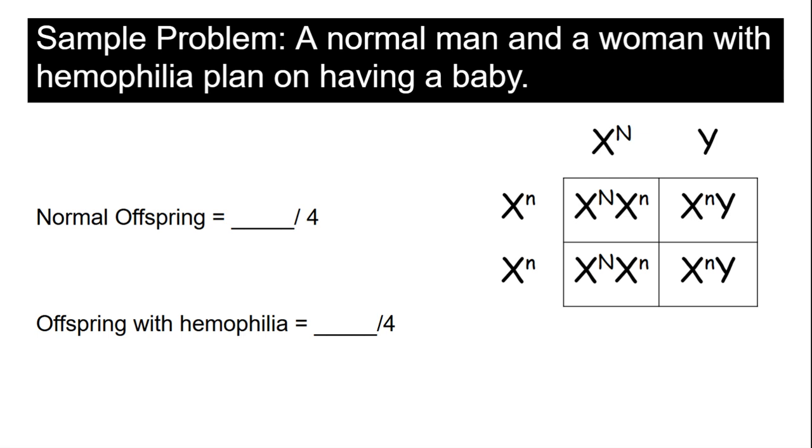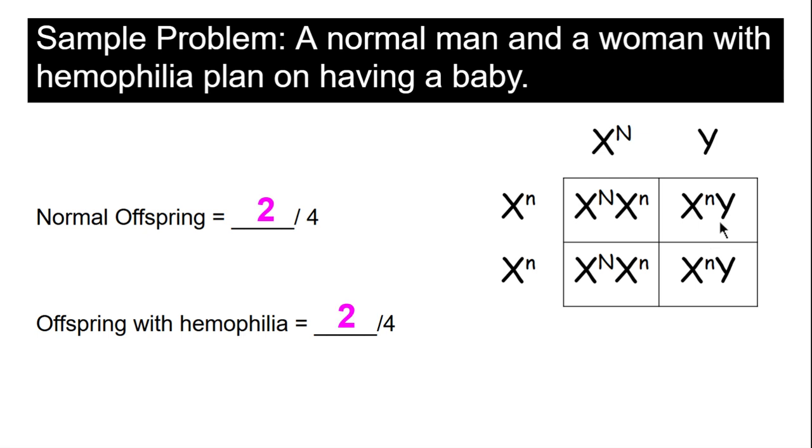Now, normal offspring, out of all of them, how many will be normal? Remember, they have to have at least one capital letter to be normal. I see that these two have a capital letter, so they're going to be normal. So I'm going to write 2 out of 4. These two do not have a capital letter, so they are going to have hemophilia.